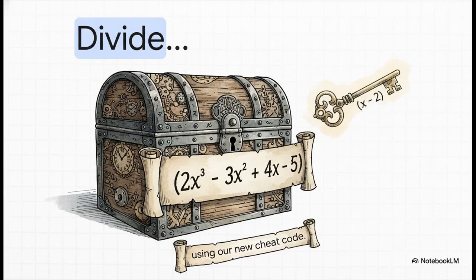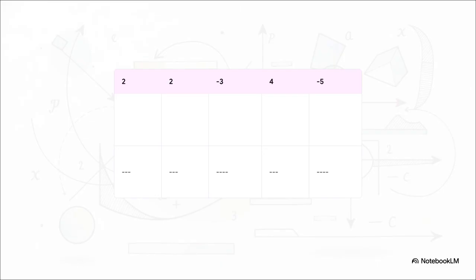Okay, let's put it to the test with a classic example. We're going to divide this cubic polynomial by this simple little term, x minus 2. Now, if we did this with long division, it'd probably take a few minutes, right? Let's see how fast our cheat code can do it. So, here's our setup. First, the box number. Since we're dividing by x minus 2, our c is a positive 2. Super important. It's always the opposite sign. Got it? Okay. Then we grab the coefficients from our polynomial and list them out. 2, -3, 4, and -5. Look at that, nice and clean.